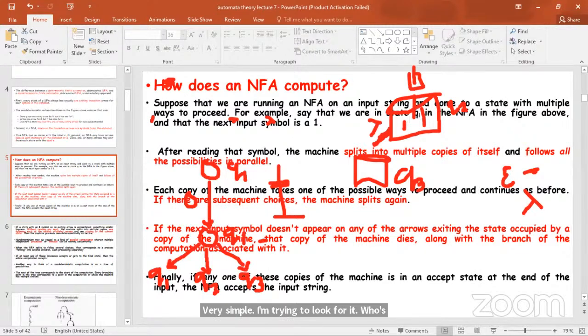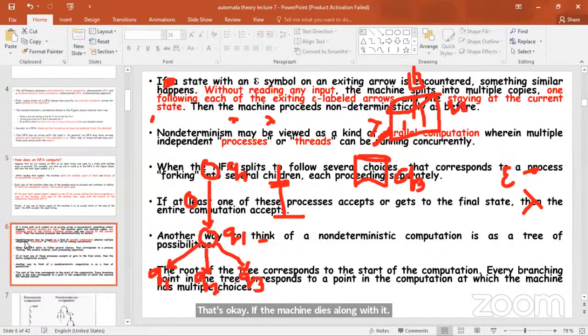Suppose that after running the NFA, each copy of the machine takes the possible way and continues as before. If there are subsequent choices, the machine splits again. Now, if the next input symbol doesn't appear on any of the arrows exiting the states occupied by a copy of the machine, that copy of the machine dies.